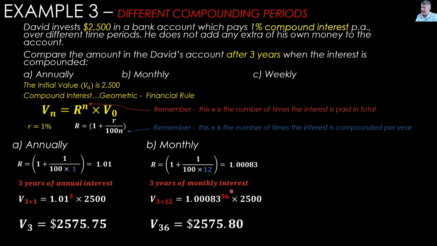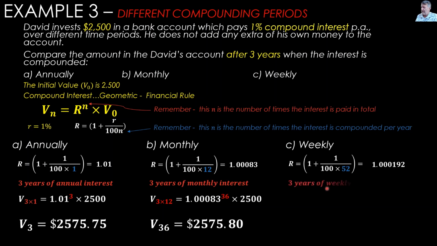$2,575.80. So even though it's paid monthly, he's got an extra 5 cents interest compared to over here. What do you think is going to happen weekly? Let's have a look. Weekly, R again, 100 times 52, because it's weekly, 52 weeks in a year, which gives us 1.0000192.